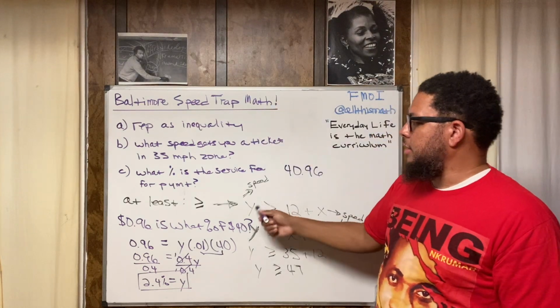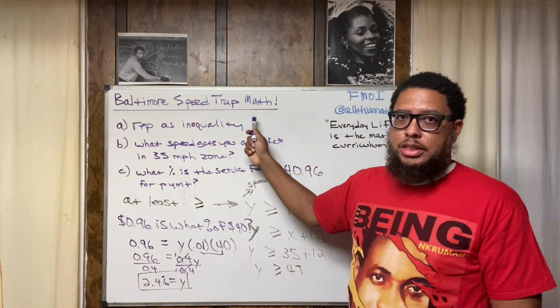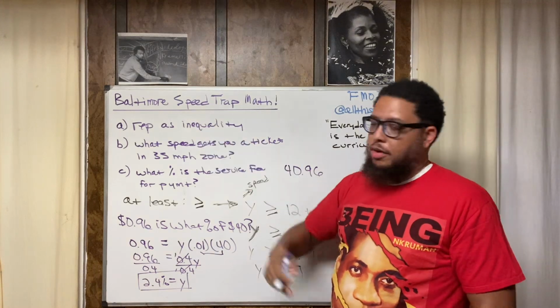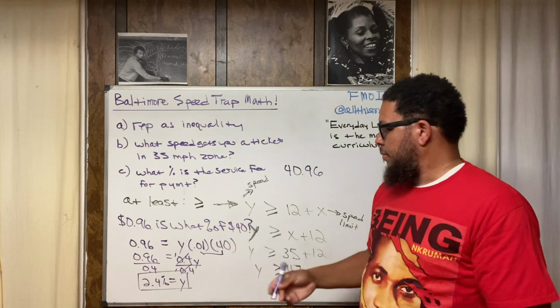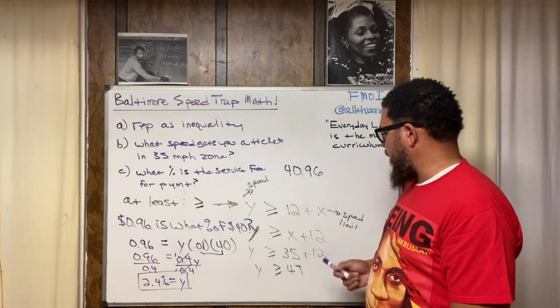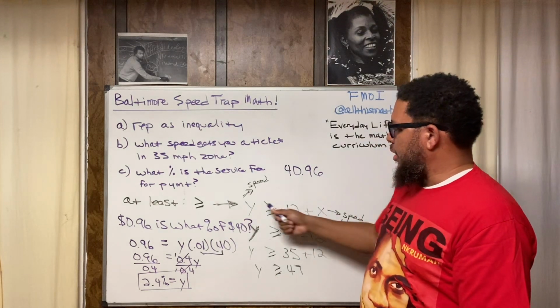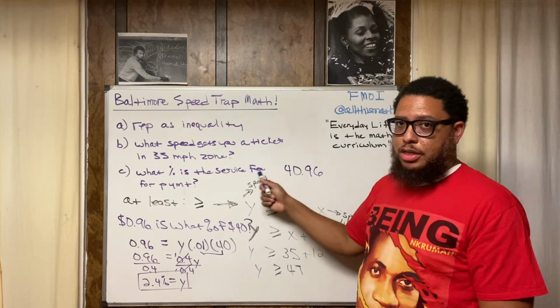And again, this is the stuff that your children will see on the standardized test. They give you a scenario and tell you to represent it as an inequality, right? Y is greater than or equal to 12 plus X, where X would be the speed limit and Y would be your speed that you're driving in your car.